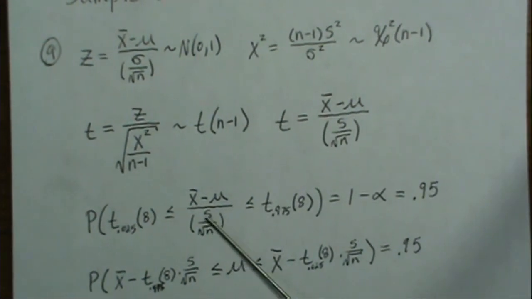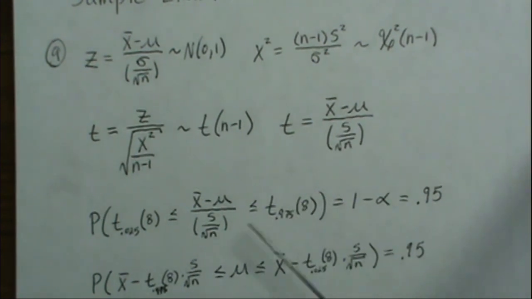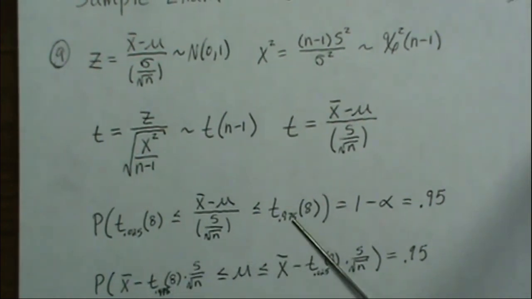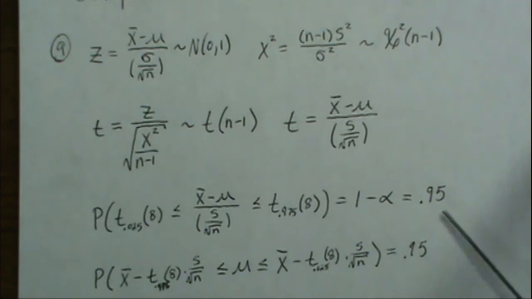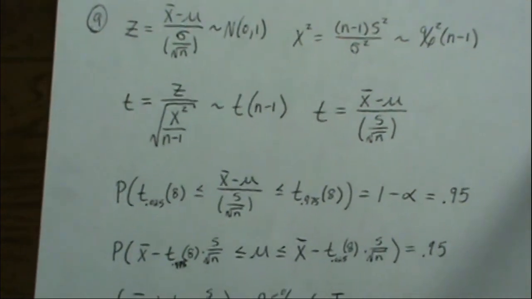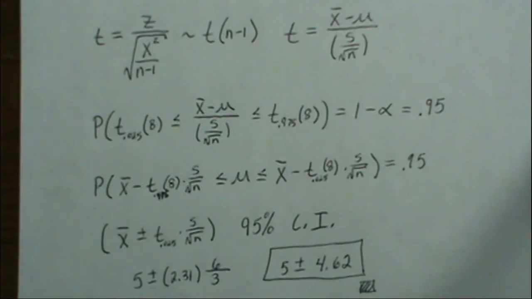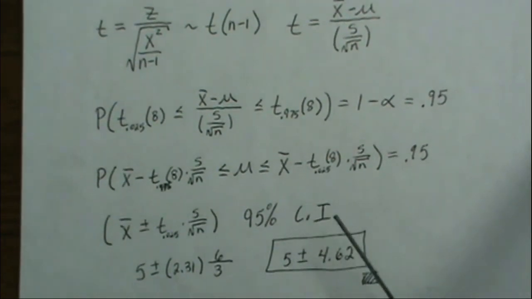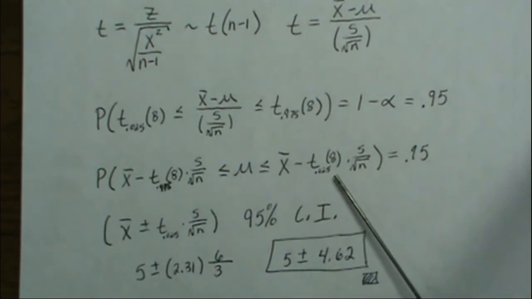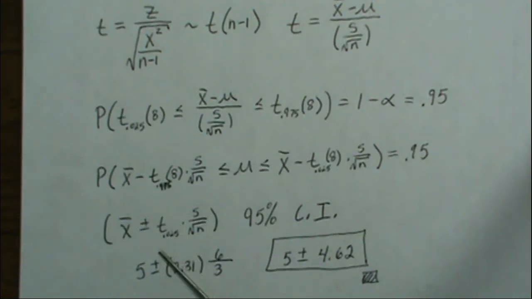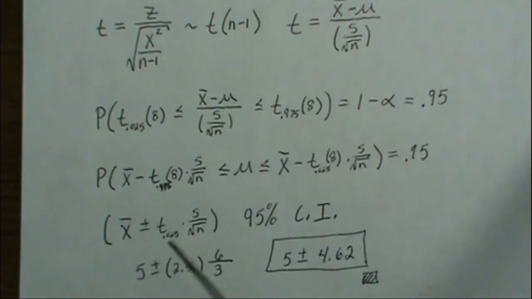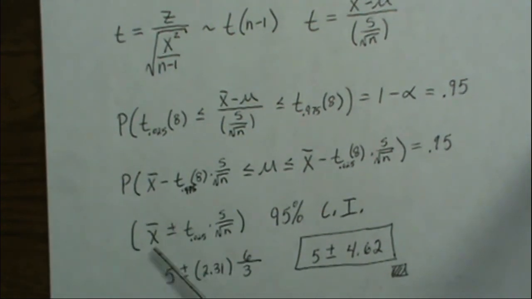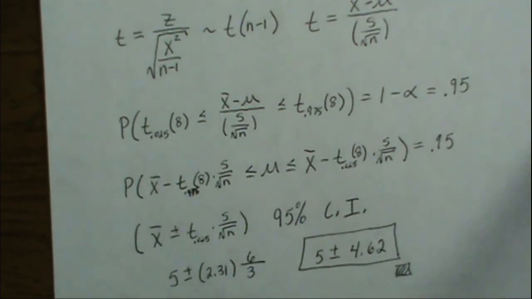So now if we multiply this quantity to both sides, subtract X bar from both sides, and then that negative, we're going to have to multiply by negative 1 throughout. We come up with this, and it's still equal to 0.95. Well, this value and this value are equal, because the t distribution is symmetric. So we can just pick one of those, and I just picked t sub 0.025. So this is a 95% confidence interval, and if we plug in the values, there is our answer.